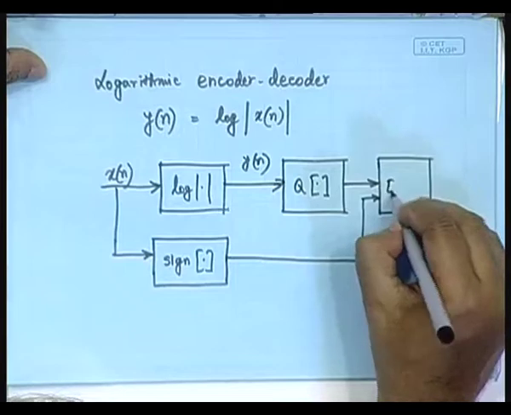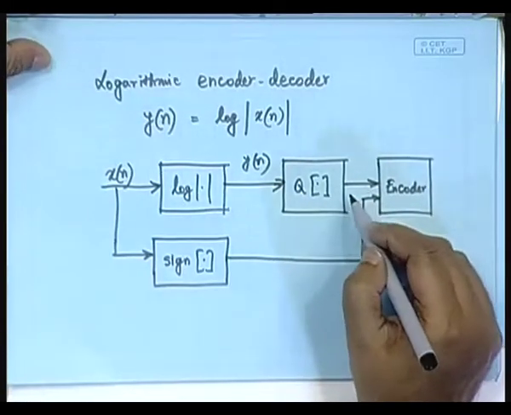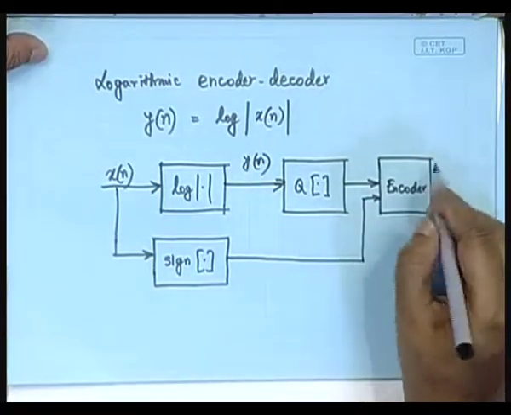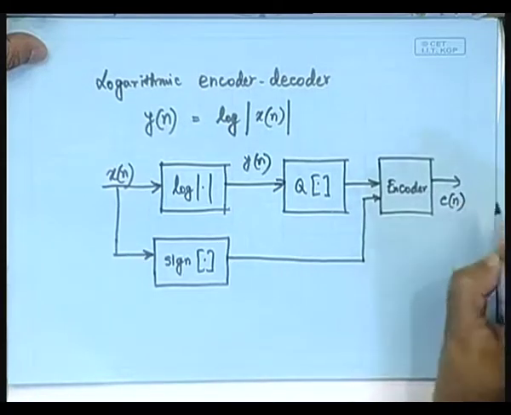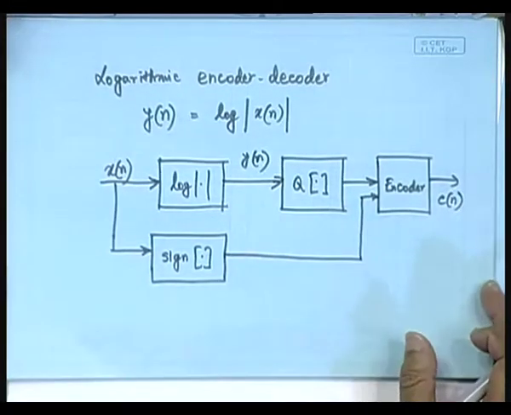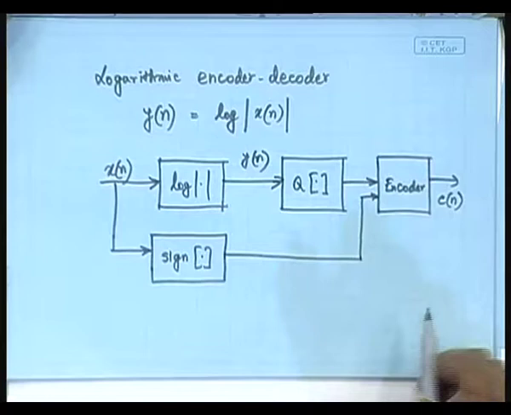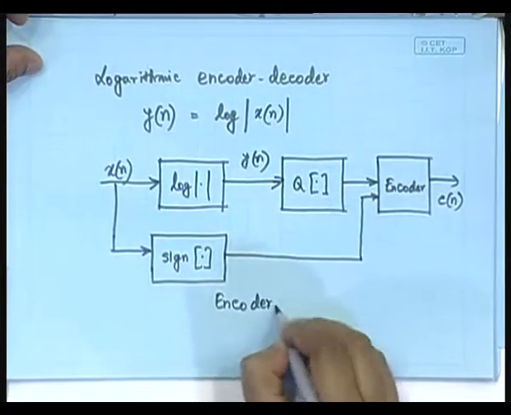So, there will be an encoder that accepts the quantized signal and also the sign of x n, and this gets encoded into the bit stream. So, C n is the bit stream corresponding to the nth sample. So, this is what we are having at the encoder end.